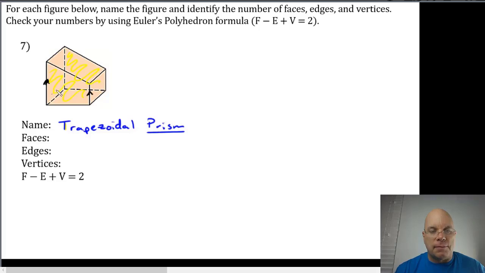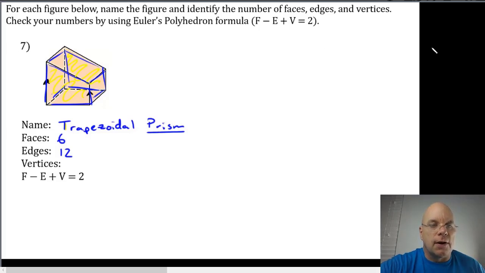I remember that the two bases are also considered faces, so I have two faces, the faces that I've highlighted already, plus 1, 2, 3, 4 more faces connecting those two bases. So I have 2 plus 4, or 6 faces altogether. The edges, I have 4 edges on each of these trapezoids, so that's 8 so far, and then I need 4 more to connect them. So that's 8 and 4 for 12, a total of 12 edges.